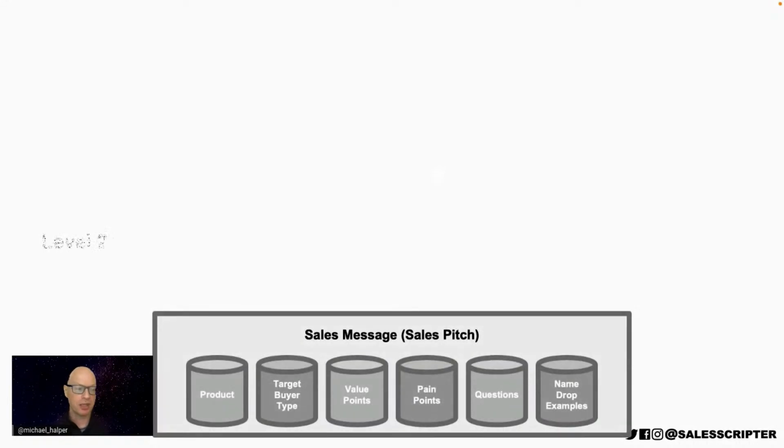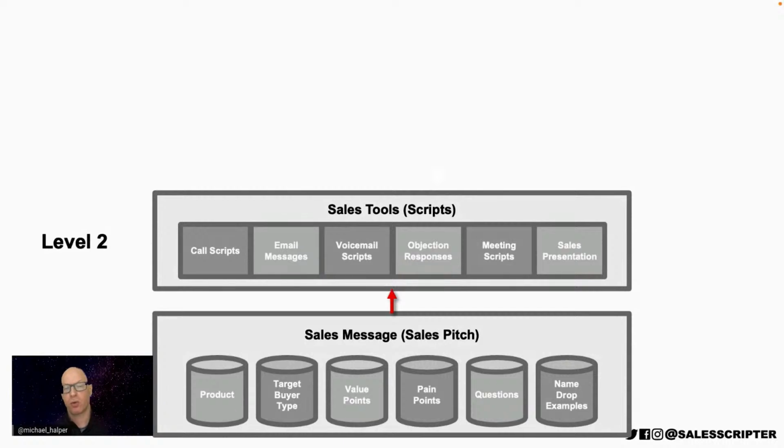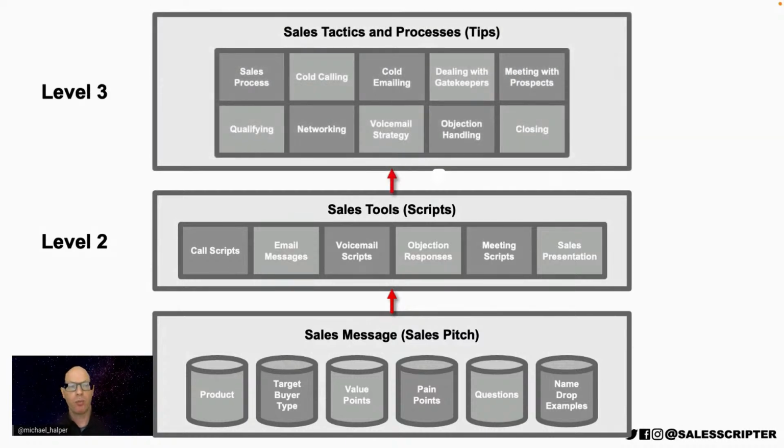Level 1 is the sales message. We've already provided a process for you building your sales message. And then we showed you today what you can do with that sales message to create a bunch of different sales tools. And now we're moving forward to level 3, which is the how-to.